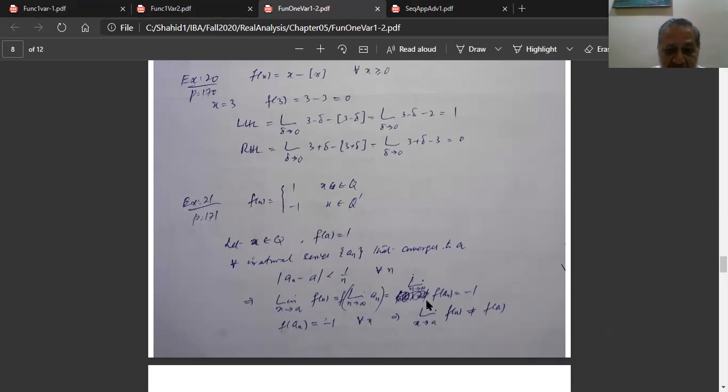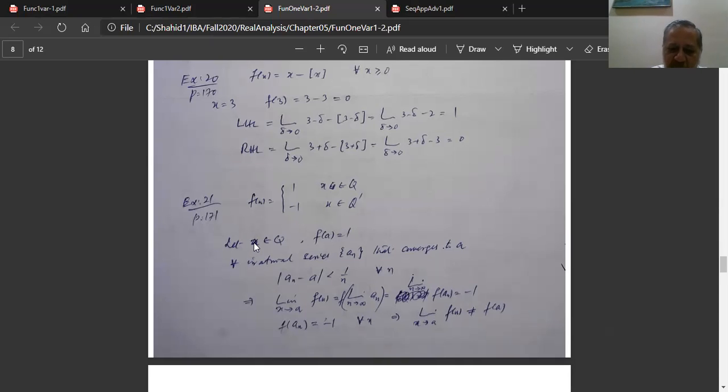That means the limit of the function as x approaches a, where a is rational, but since we have a sequence of irrational numbers, the output is always -1. So the limit is not the same as the value of the function. A is rational, so its value is 1, but the sequence of irrational numbers produces this limit to be not equal to 1, rather it is -1. That proves that this function is not continuous anywhere because A is any rational number.